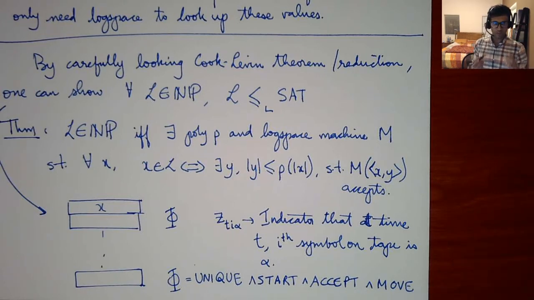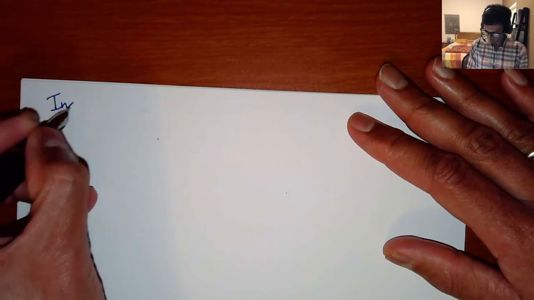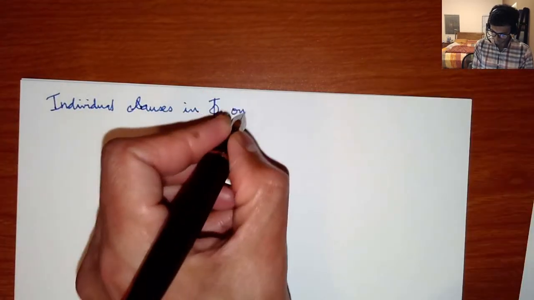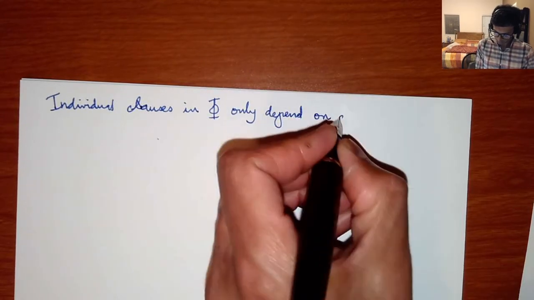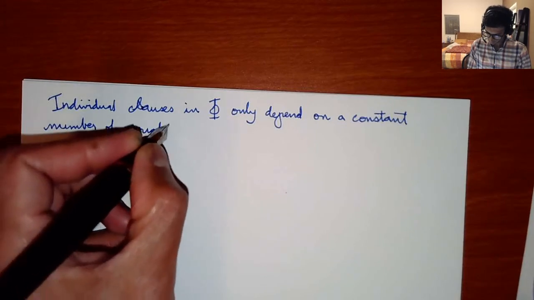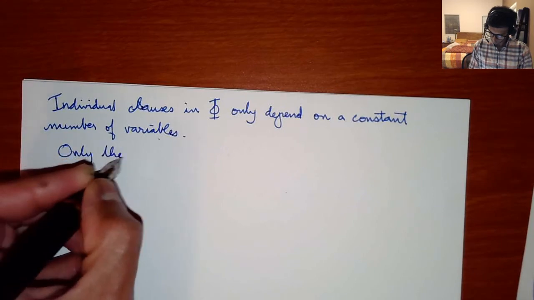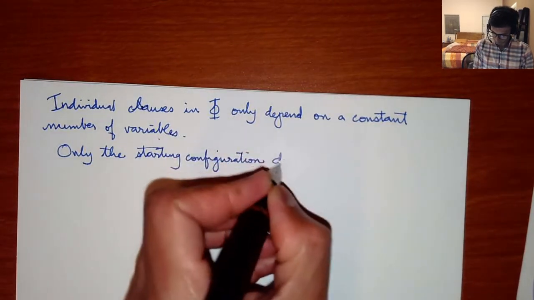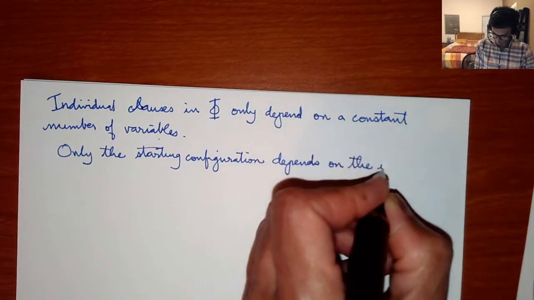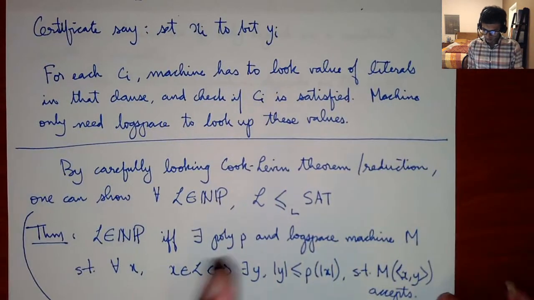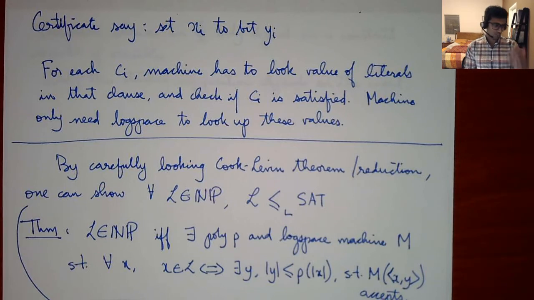So all the log space machine needs to do is to be able to count, which it can do. So I'll just say that the individual clauses in phi only depend on a constant number of variables, and only the starting configuration depends on the input. So if you walk through it somewhat carefully, what you can observe is that actually it's a log space reduction. The final formula can be computed implicitly in log space.